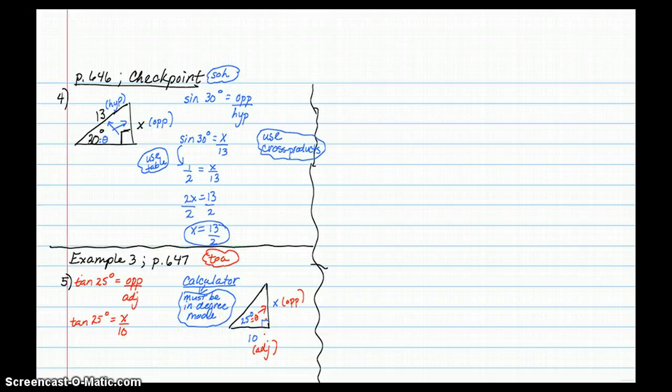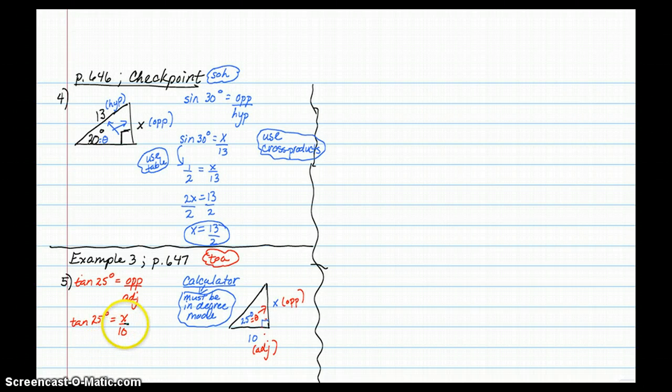Okay, as you look at the picture, you can see that directly across from theta is x, which is your opposite. You can also see you have no hypotenuse. There's nothing directly across from the right angle. And then 10 has to be your adjacent. So it's TOA. Tangent equals opposite over adjacent. So tangent 25 degrees equals opposite over adjacent. Tangent 25 degrees equals x over 10.